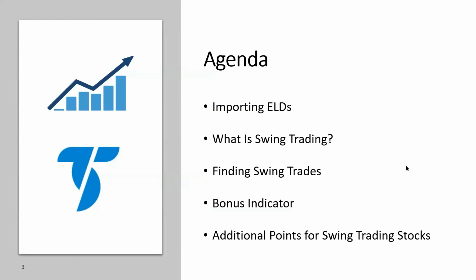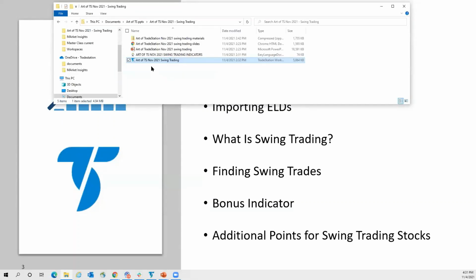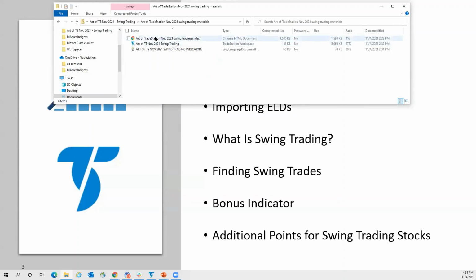Okay, so if you open this link, this is what you're going to see. It's a zip file. The zip file has 3 items in it. It has a PDF, which is this. This is just the slides that I'm going to be showing you as a PDF.